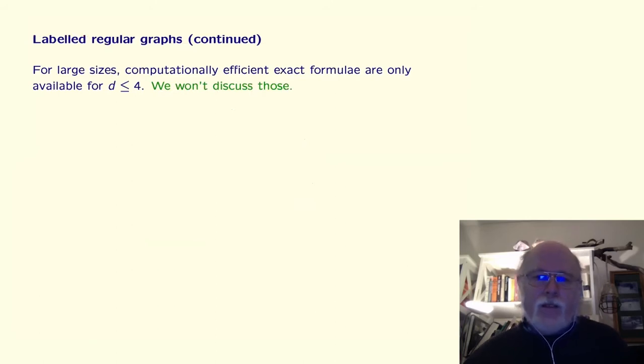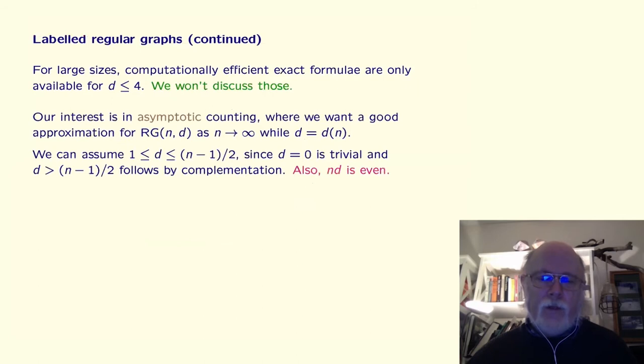For large sizes, there are only efficient exact formulas for degree at most 4. In principle, a formula can be made for any fixed d, but it becomes very hard very quickly, and I don't expect anything beyond degree 5 to appear soon. We won't discuss those. What we will discuss is the approximate number as the number of vertices goes to infinity, and the degree is a function of the number of vertices.